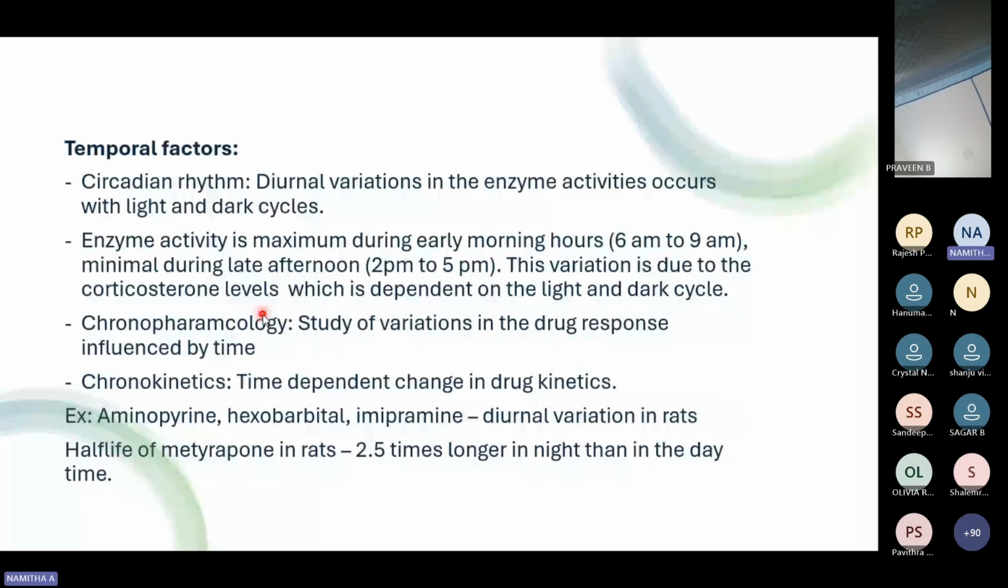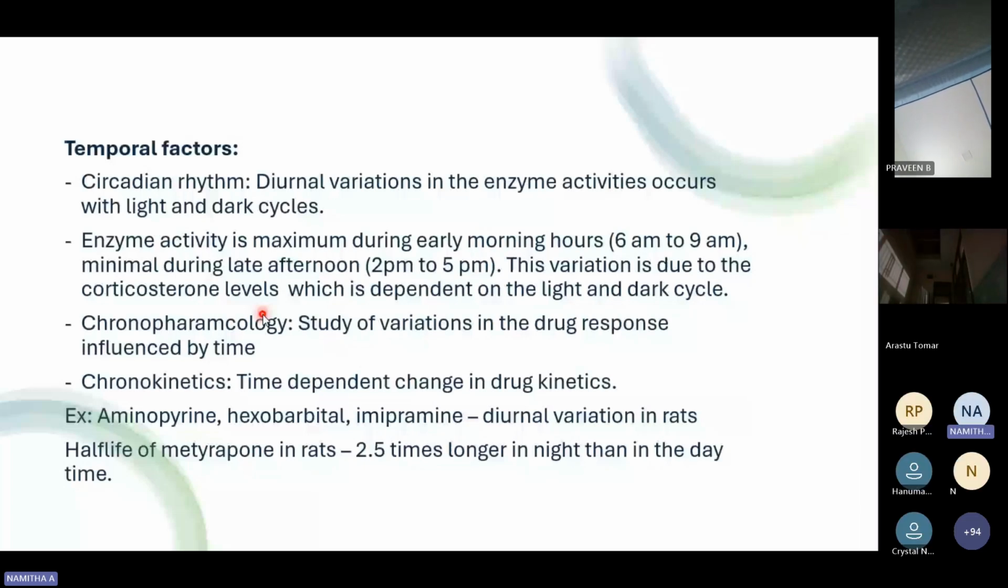Chronopharmacology is the study of variation of drug response, which is influenced by time. Chronokinetics is the time-dependent change in the drug kinetics. The drugs which are affected by temporal factors are aminopyrine, hexobarbital, imipramine. This diurnal variation in rats can affect aminopyrine and hexobarbital metabolism. The half-life of metyrapone in rats is 2.5 times longer at night than in the daytime.